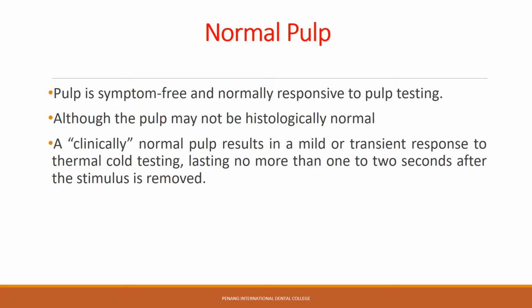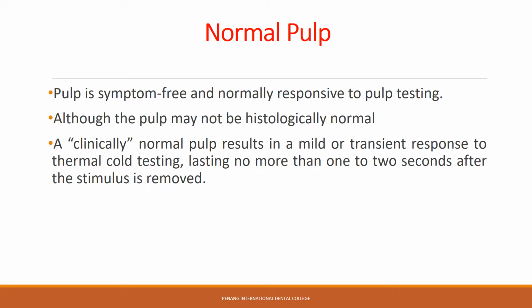Firstly, we should know what a normal pulp is. So before we describe what is abnormal, we have to know how a normal pulp responds. Pulp is symptom free and normally responsive to pulpal tests. Although the pulp may not be histologically normal, a clinically normal pulp results in a mild or transient response to thermal cold testing, which does not last more than 1 or 2 seconds after the stimulus is removed.